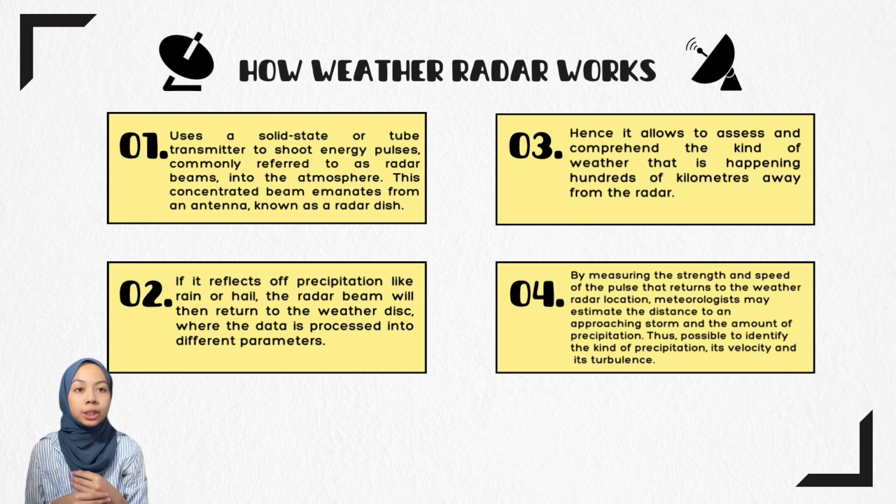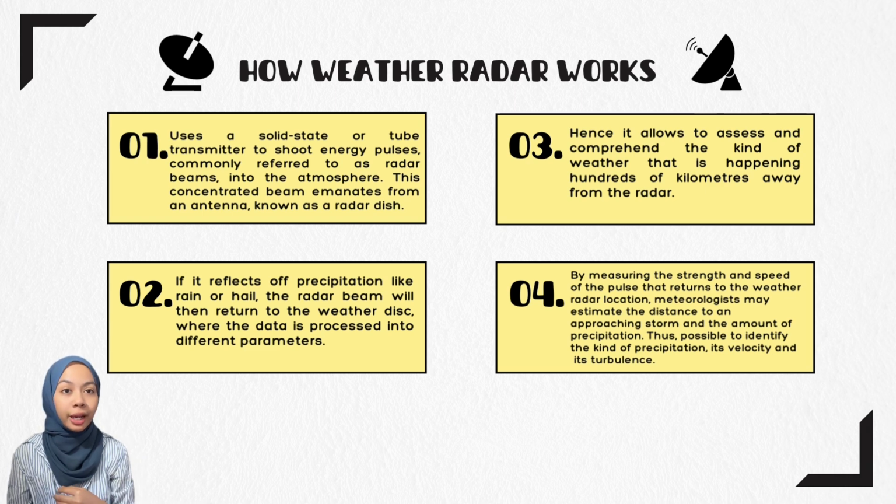On the other hand, meteorologists can estimate the distance of an approaching storm and the amount of precipitation by measuring the strength and the speed of the pulse that returns to the weather radar location. Thus, it is possible to identify the kind of precipitation, its velocity, and its turbulence.